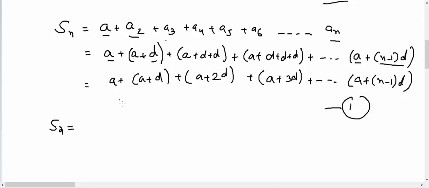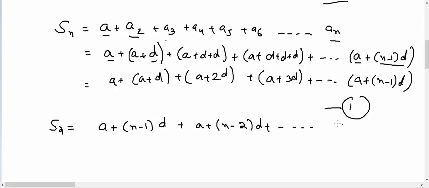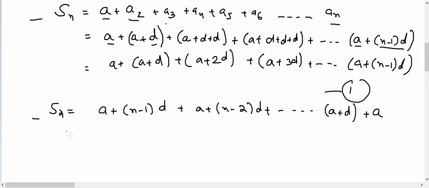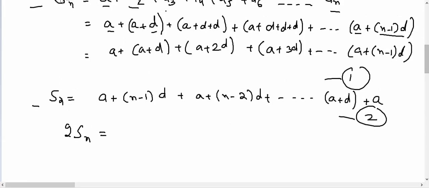I can write the whole thing in reverse order here, which would be (a plus (n minus 1) times d) plus (a plus (n minus 2) times d) plus and so on, finishing in reverse order like this, with (a plus d) plus a. Let's mark this as equation number 2. If I add this Sn with this Sn, basically adding the first equation with the second equation, I get 2Sn equal to something on the right hand side.